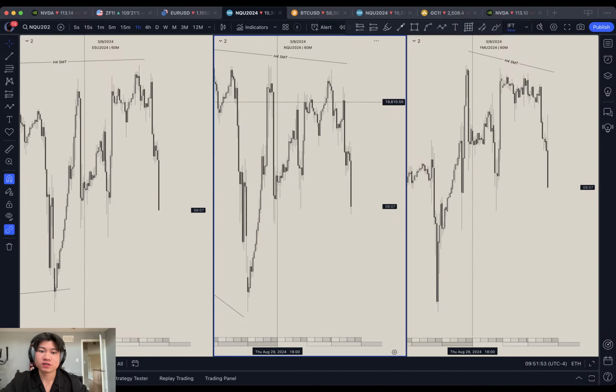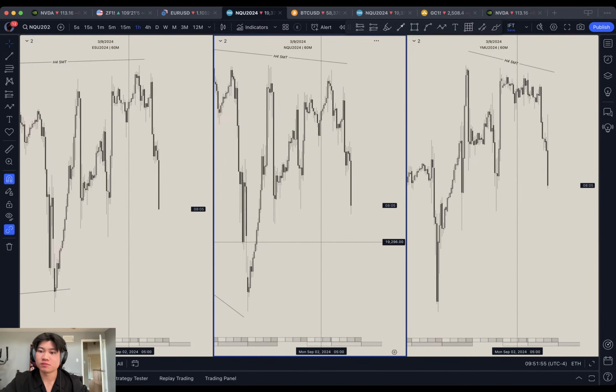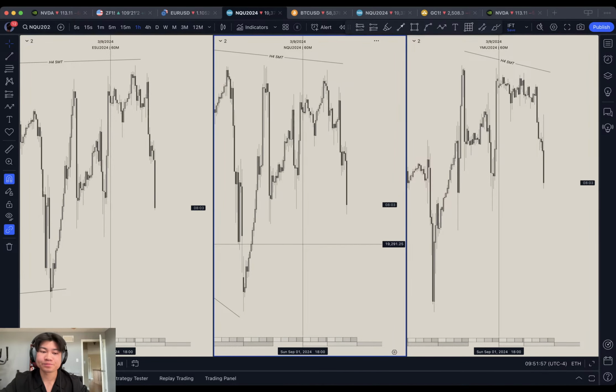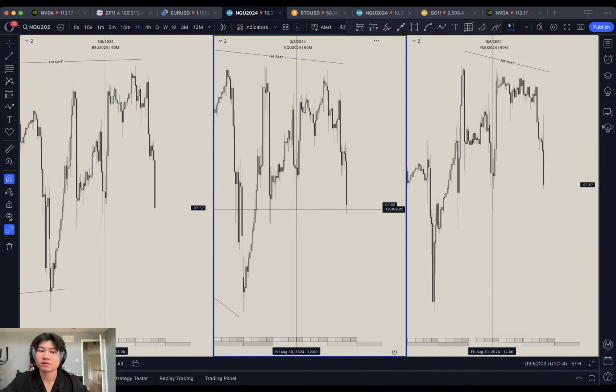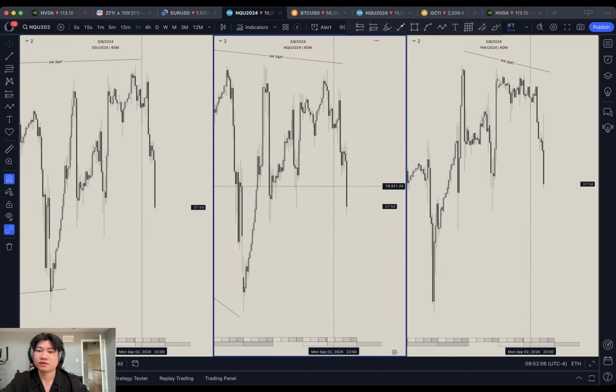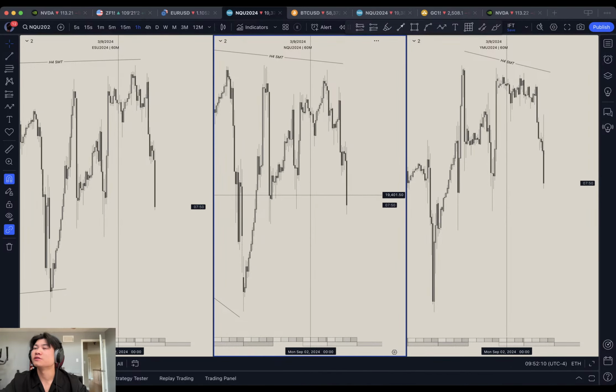Nasdaq took out previous day low. Yeah, I think all three of them took out previous day low, unless you refer back to Friday's, because yesterday was a bank holiday. But with this expansion of a candle, I just look for continued downside, to be honest.